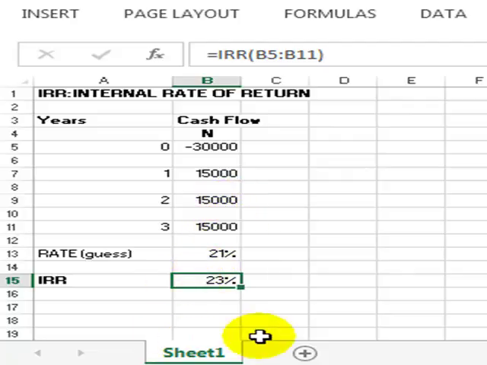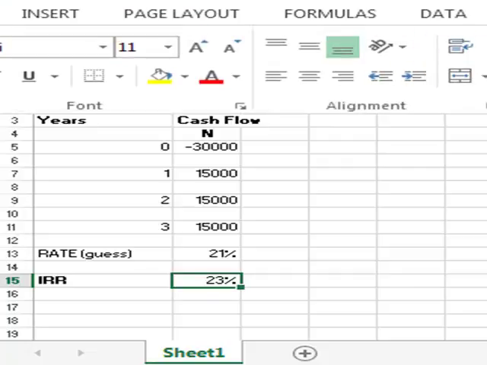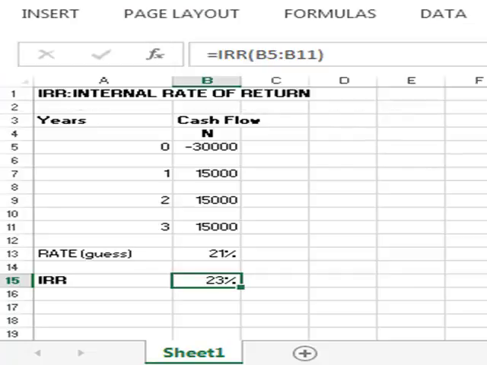Now, the other question says that this is the exact internal rate of return. We don't have an approximate. If we want to calculate the approximate internal rate of return, we have to include a decimal point in our analysis. So that is the approximate internal rate of return. We have only the exact internal rate of return of 23%.